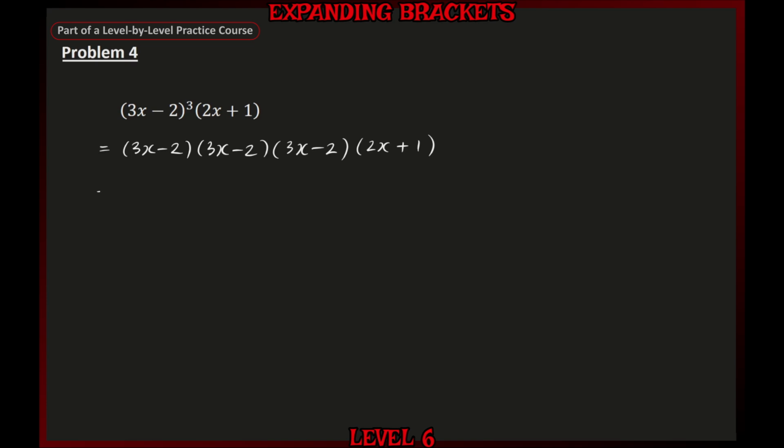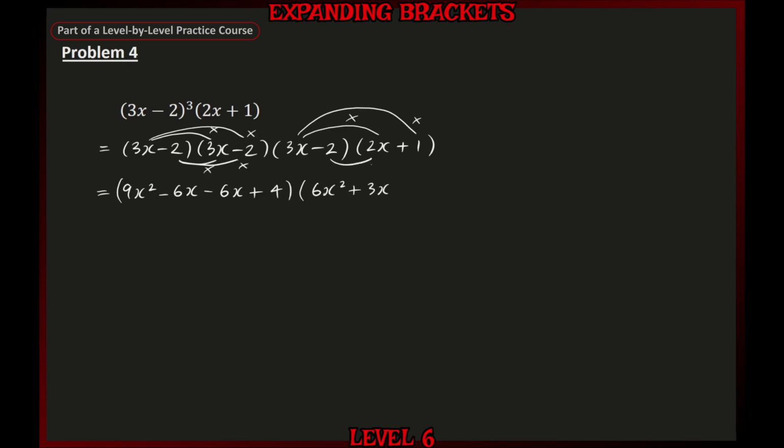So starting with these first 2 brackets, we have 3x times 3x is 9x squared, 3x multiplied by minus 2 is minus 6x, minus 2 multiplied by 3x is minus 6x, and minus 2 multiplied by minus 2 is plus 4. And this needs to go in a bracket because it's still going to be multiplied by the product of the other 2. So moving on to the last 2, we have 3x times 2x, which is 6x squared. We have 3x times 1, which is plus 3x. Minus 2 times 2x is minus 4x, and minus 2 times 1 is minus 2. Before multiplying these 2 together, we're going to simplify.